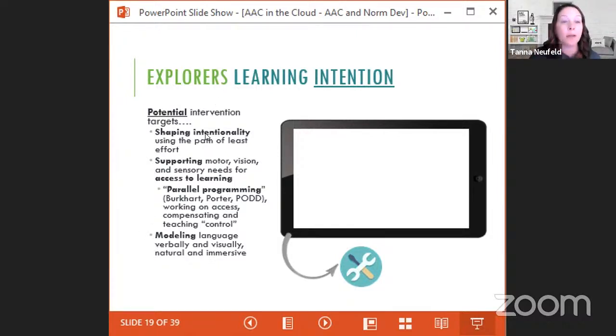This also assumes then that you don't have to be intentional in order to receive AAC support. AAC support includes shaping this piece. And so it is our job as speech professionals and language professionals to shape intentionality and to support families and other partners in that process. We also want to support all of the child's needs. And so if we've got motor, vision, sensory needs at the table, to set that child up for learning success, we need to have a plan for supporting their access to learning opportunities.